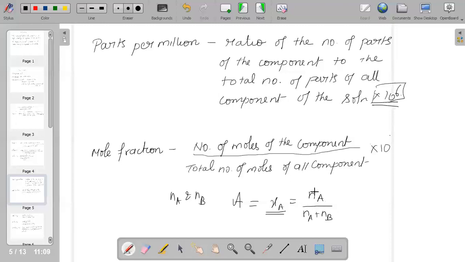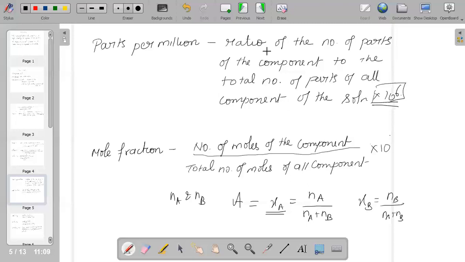So we are taking the number of moles of the particular component which we are trying to calculate, divided by the total number of moles of all the components. You can calculate XB as Nb by Na plus Nb. Whichever component we are trying to calculate, we take that component divided by the total.